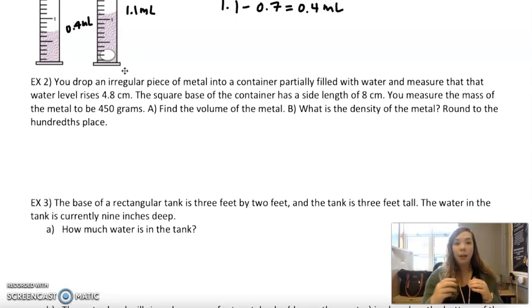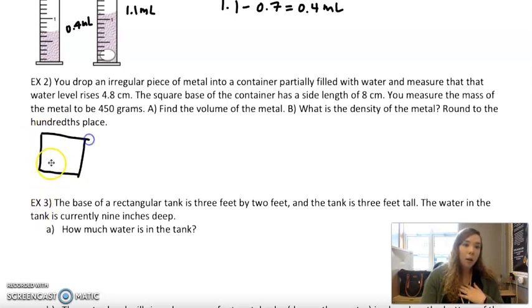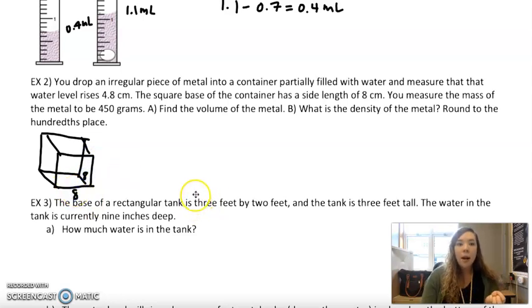So we're also going to have to take into account our width and length. The square base of a container has a side length of 8, so I'm going to do my best to draw a cube here. And it's a square, so these would both be 8. You measure the mass of the metal to be 450 grams, find the volume of the metal, what is the density of the metal, and round to the hundredths place.